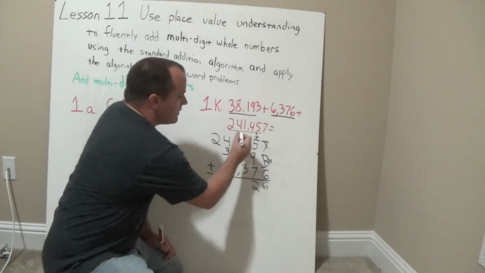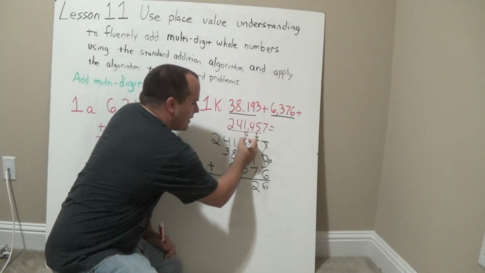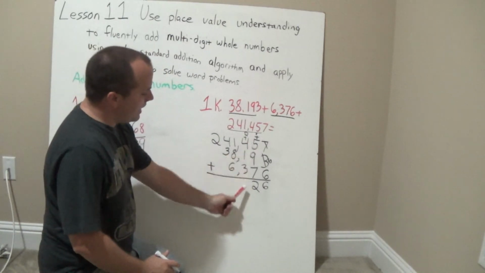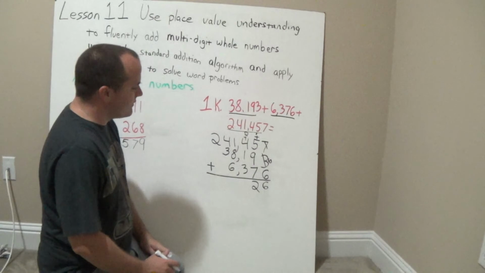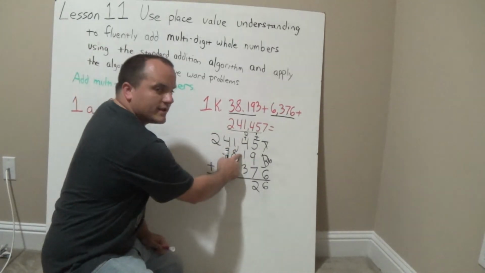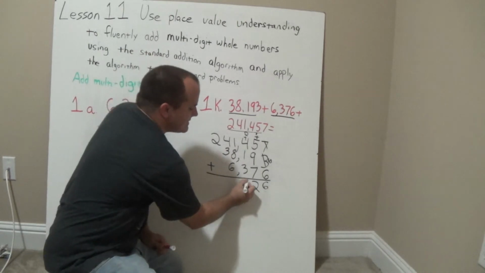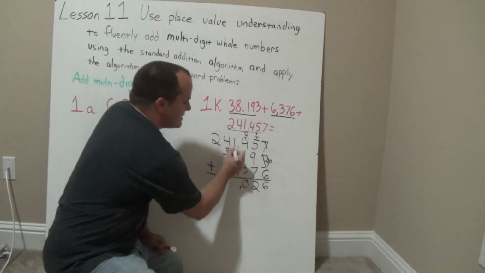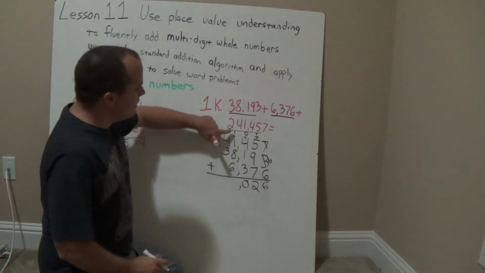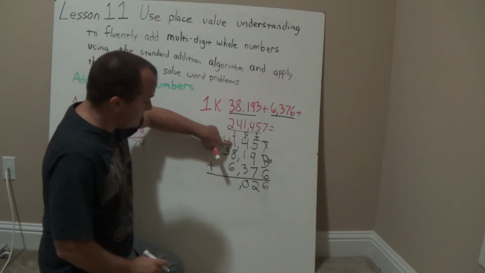So I'm going to put my 2 down, and this time I'll put my 2 up top because I had 2 tens extra, so my 2 tens moved over here. So 2 plus 4 is 6, 6 plus 1 is 7, and 7 plus 3 is 10. My 0 goes down, my 1 comes up top. Don't forget your plus sign. It helps you remember what to do.